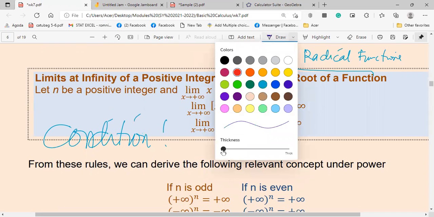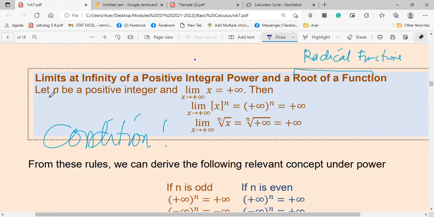Ang condition niya dito, una, ang n daw ay isang positive integer. What are positive integers? We have positive 1, 2, 3. These are the positive integers. These are whole numbers also. The numbers that we actually love.